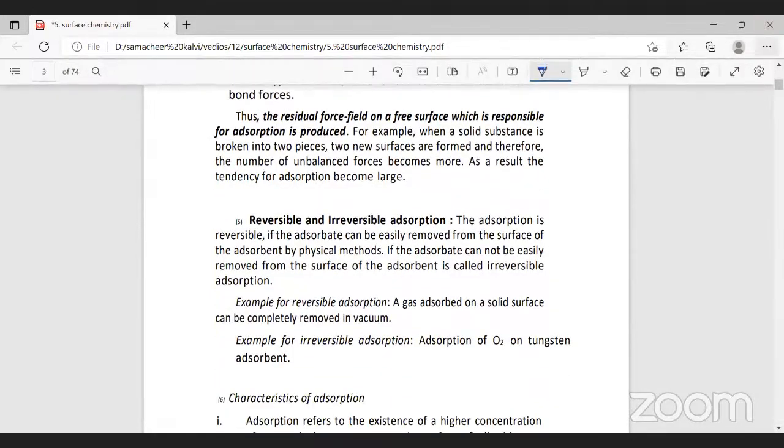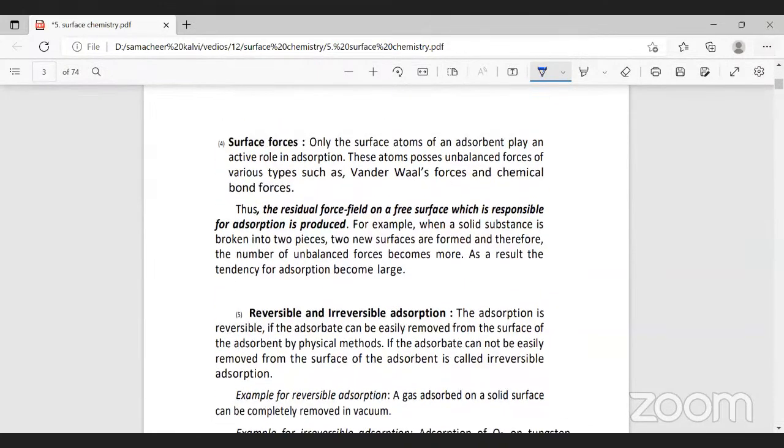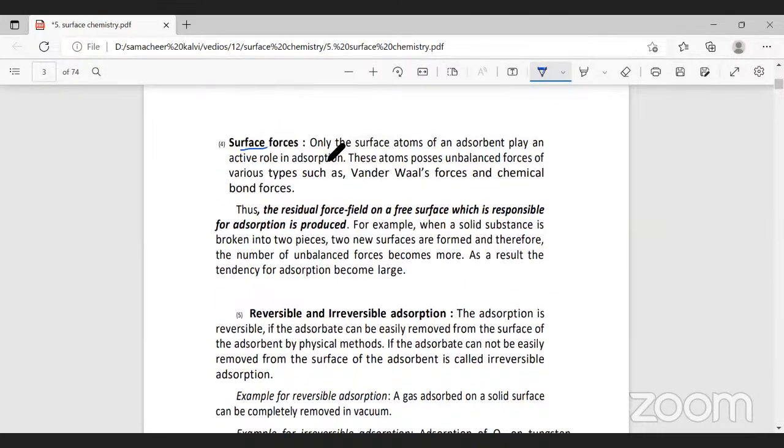Now, coming to the surface forces, only the surface atoms of an adsorbent play an active role in adsorption. In the duster, only the atoms present on the surface of the duster will play an active role.